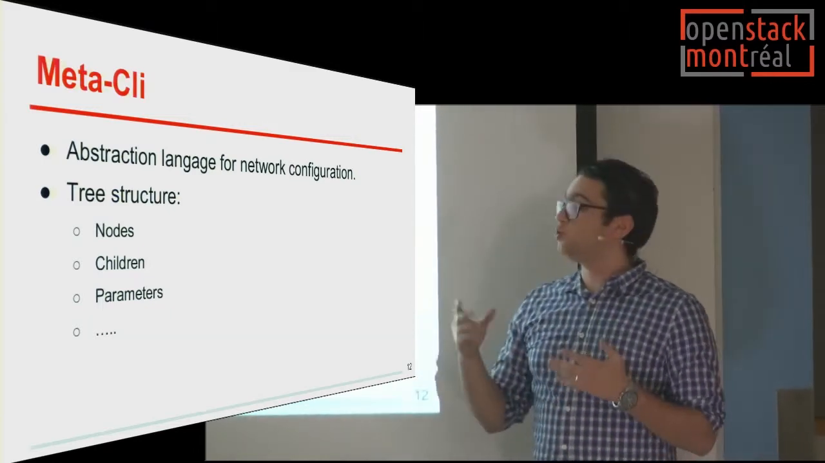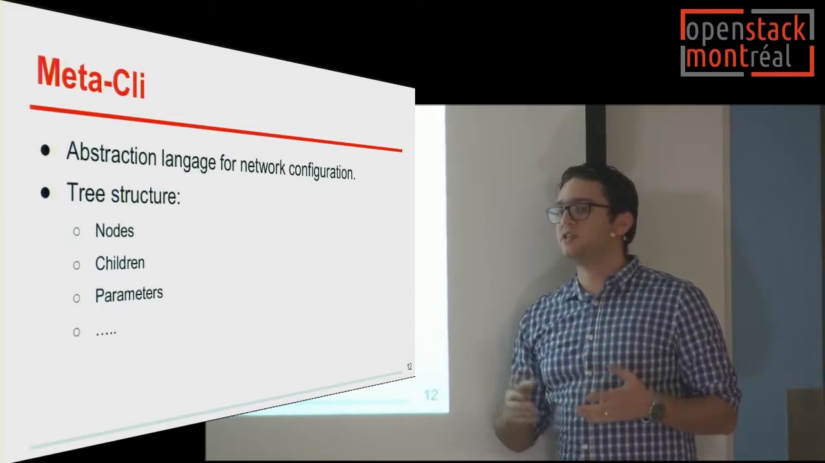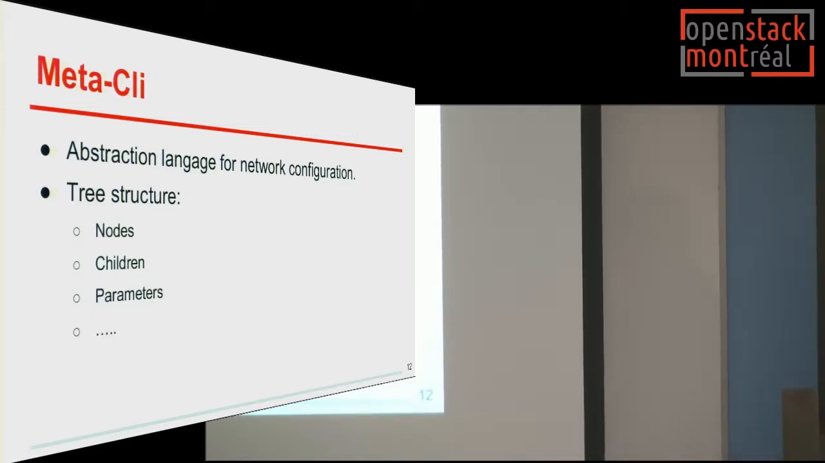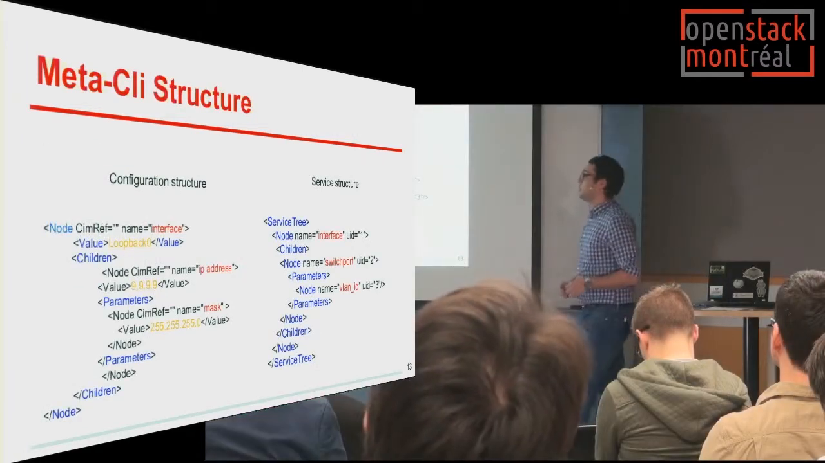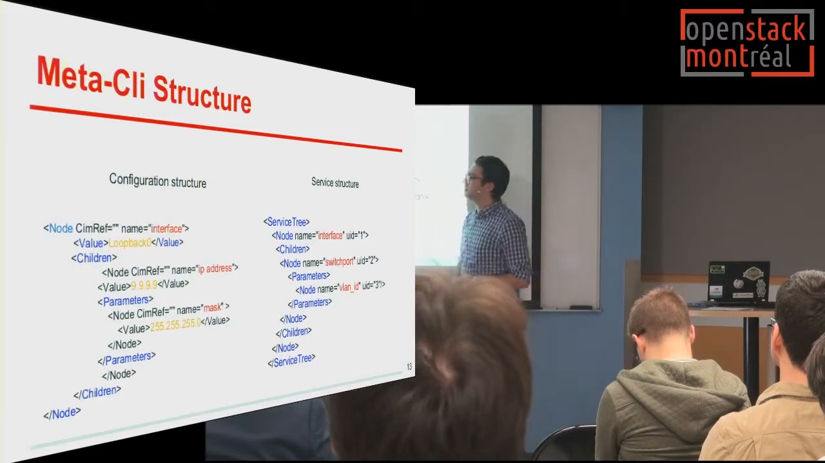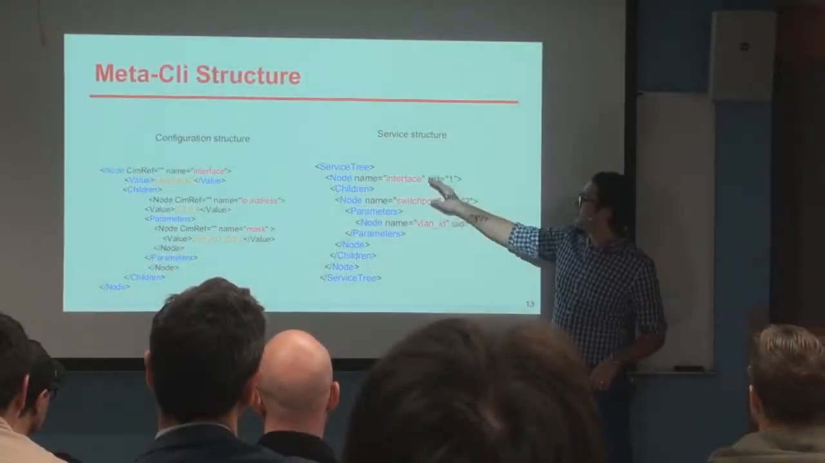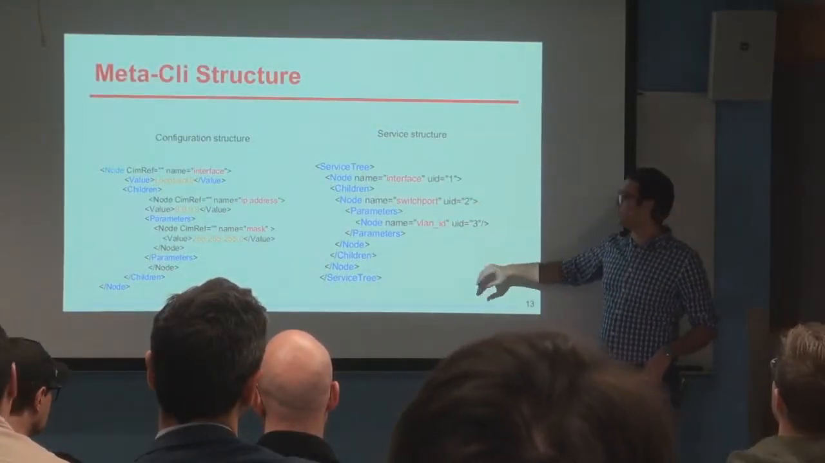It's very useful for operations like validation of the services and of configurations. We will see an example of MetaCLI configuration. For example, to represent an interface in a router, we have the interface, the name, the value, and also the children of the interface, so an IP address, the value, and the parameters. Also for services, this is, for example, a generic service for VLAN. So we have the interface, the switch port, which can be access or trunk, and the VLAN ID.